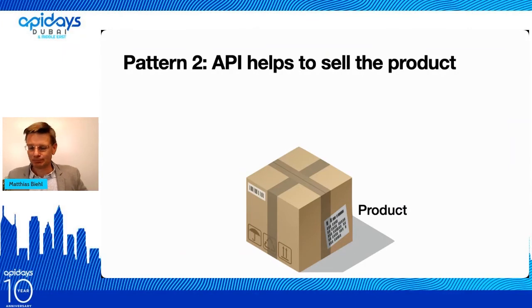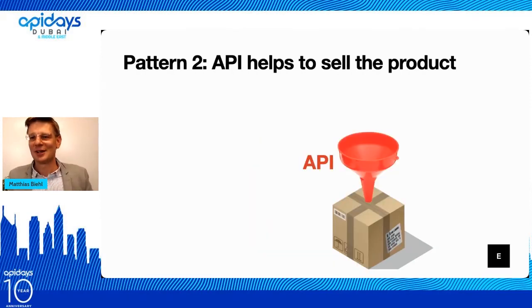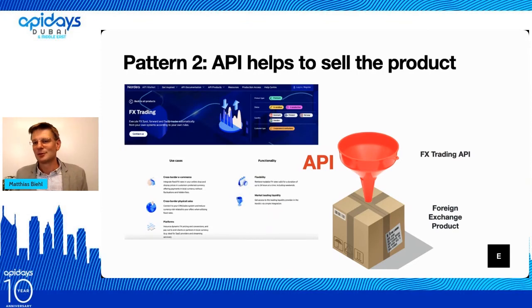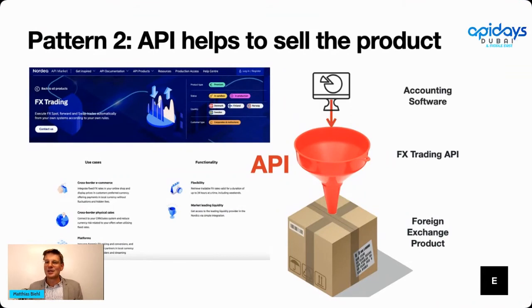The second option for monetization is that the API helps to sell the product. The API is basically a funnel that helps you bring leads that are going to buy the product. So how does that work? For example, your product is foreign exchange. You offer FX trading functionality via an API. Here is a real FX trading API that I found on one of the bank's websites. And now you can have other software providers using the FX trading API and therefore bring new business to the bank by using more FX trading and making it convenient.